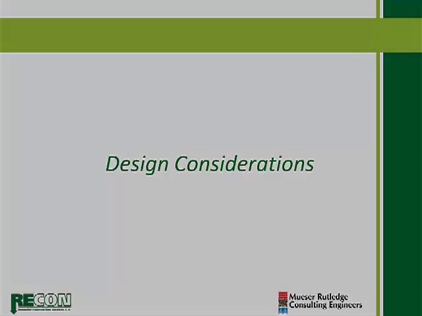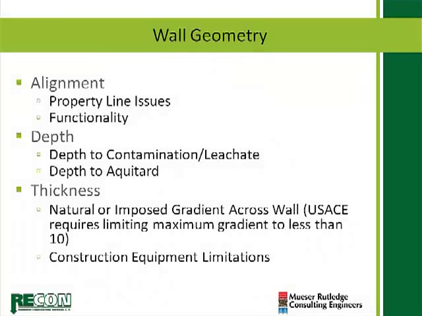When designing a hydraulic barrier, the wall geometry is very important. The alignment must be such that the hydraulic barrier performs the desired function while staying within the confines of the owner's property. The depth of the hydraulic barrier must be such that the barrier prevents flow in the desired manner, whether that be for the containment of a particular liquid or control of water, whatever the case may be. And the thickness of the wall must be designed within the limitations of available construction equipment, while also being thick enough to create the desired barrier.